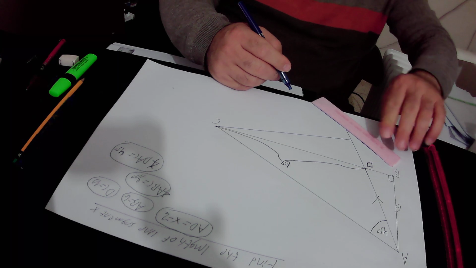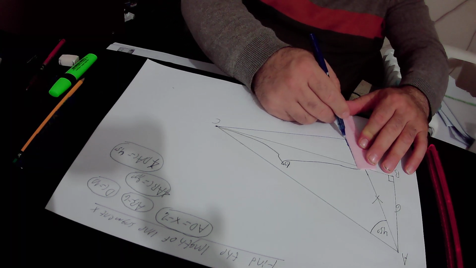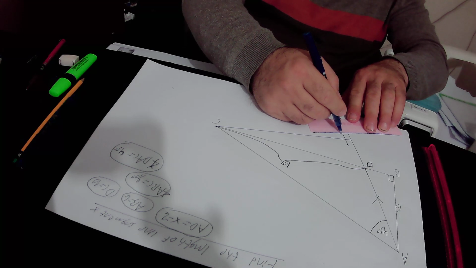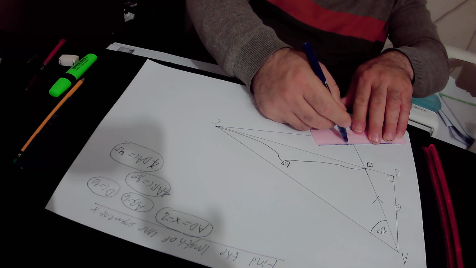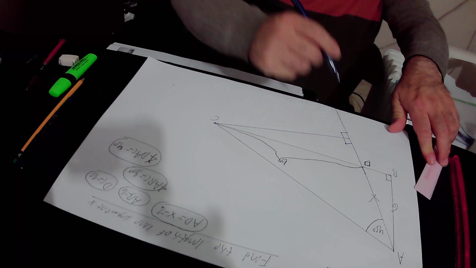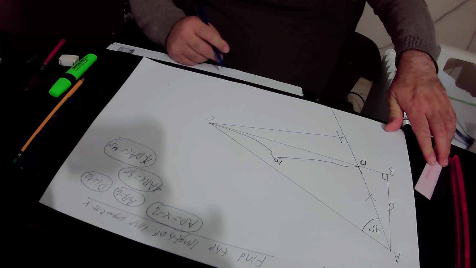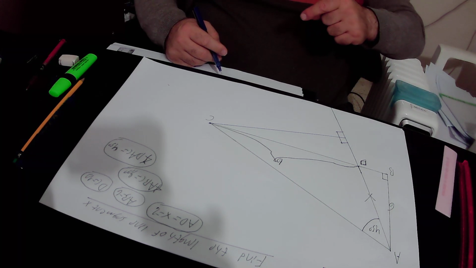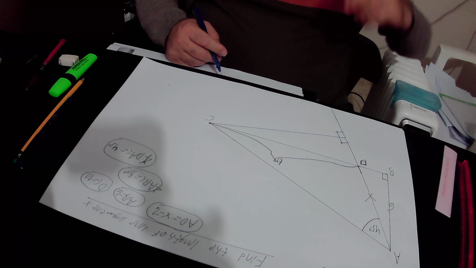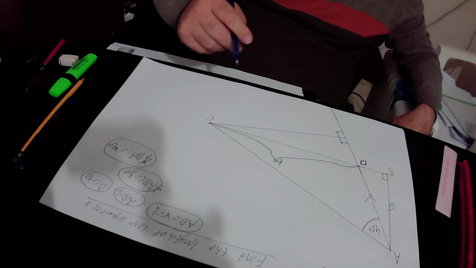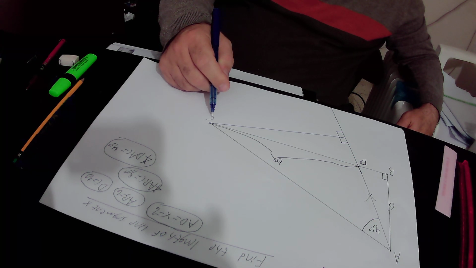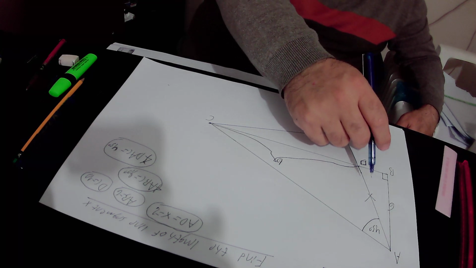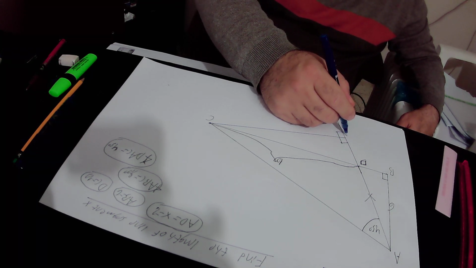So this angle equals 90 degrees according to our construction, and this angle is also equal to 90 degrees. We will define the touching point between the perpendicular from point C and the extended AD as point E.